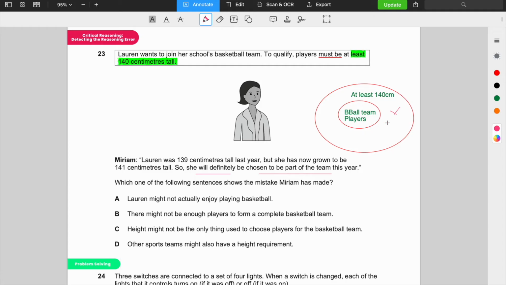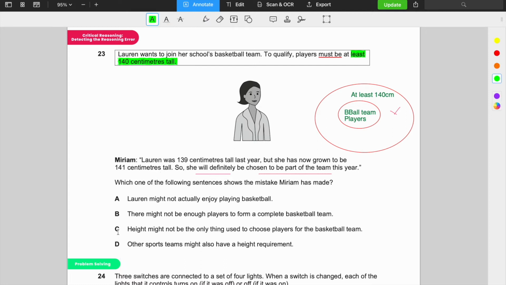Basically, if you're not in that outer circle, you can't be a basketball player, but just because you are in that outer circle doesn't mean that you're in the inner circle. So think about it. There's so many things that can still prevent Lauren from being on the basketball team. Maybe she's injured, maybe she's fractured her ankle, maybe she has some health condition stopping her from playing basketball. So Miriam is wrong.